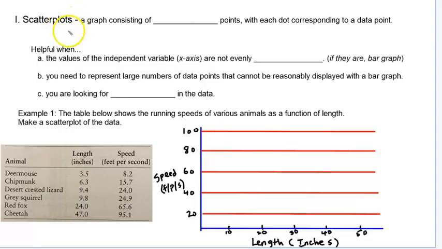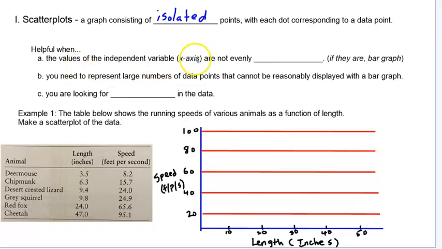Okay, so with that said, let's do some definitions as we make our way through this lesson. A scatter plot is a graph consisting of isolated dots, meaning they're not connected, with each dot corresponding to a data point. And these are helpful in certain cases, and I've listed those for you.